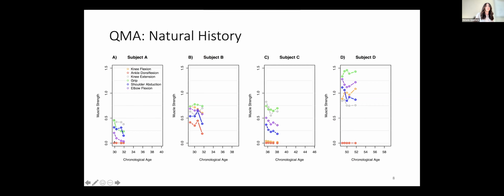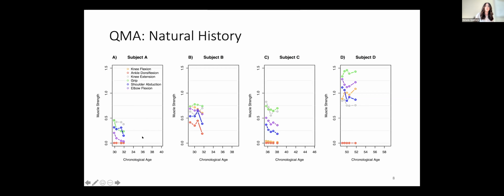And so you can see for the first individual here, their knee flexion and ankle dorsiflexion, those 2 lines are on top of each other. Those have completely declined, almost 0% strength on those. And this individual is actively declining on the upper extremities. So grip, shoulder abduction, and elbow flexion. This individual was 30 years old at baseline, and we've been following them for about 2 years at this point in time.